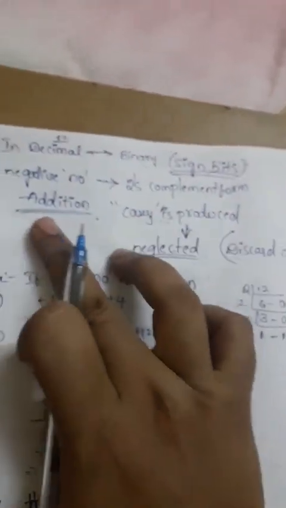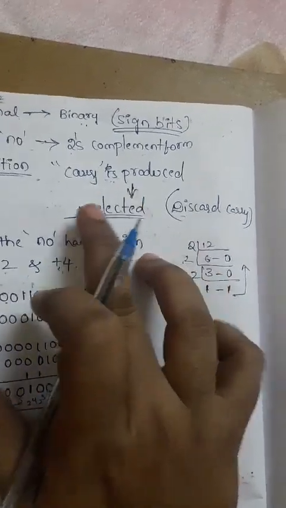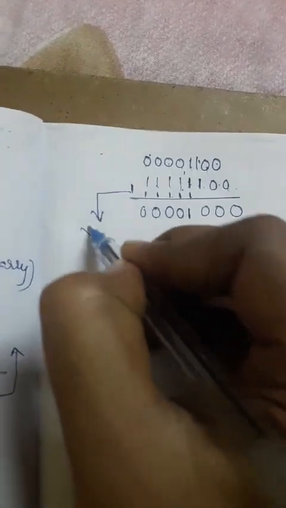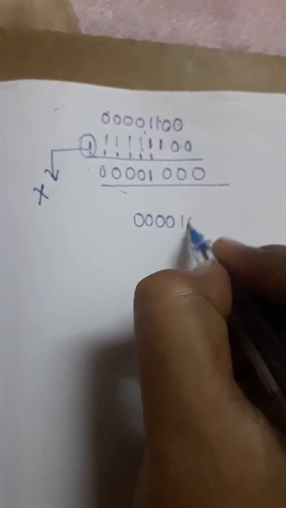As I already explained, if any carry is produced after adding two numbers, what do we do? Whatever carry we have will be neglected, meaning we discard that carry. So I can remove that carry. Finally, the result here is 0000 1000.